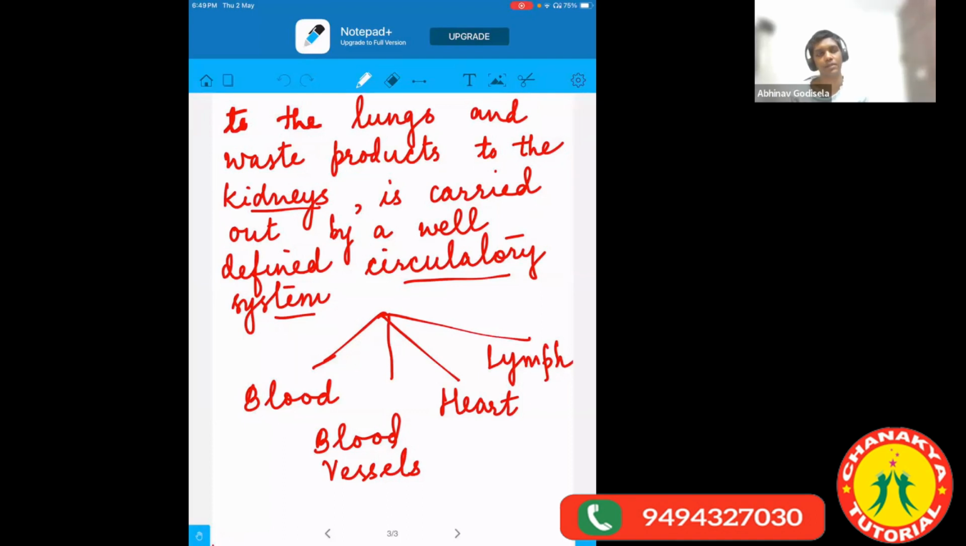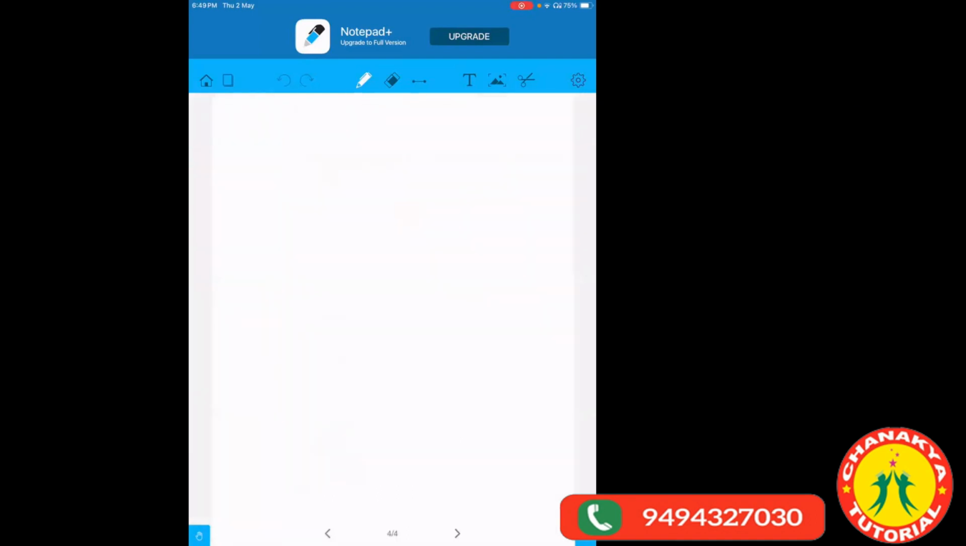Now the first one we are going to start with is the blood. What kind of tissue is blood? Nervous tissue, muscular tissue, connective tissue, epithelial tissue? What kind of tissue is it? Liquid connective tissue. Connective tissue, ma'am. Connective tissue.